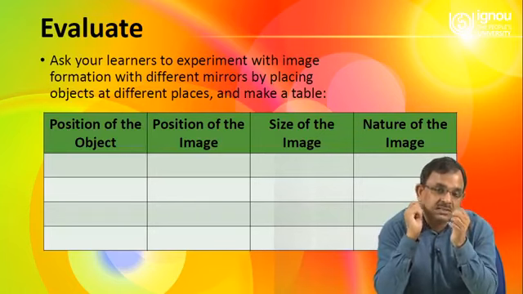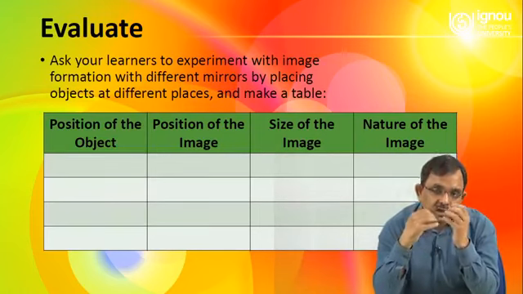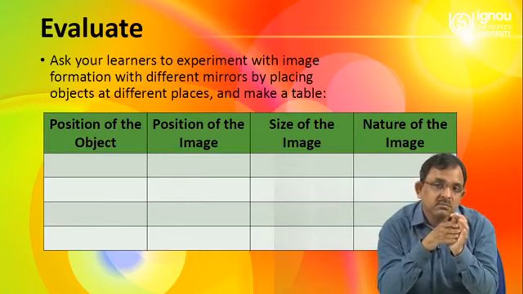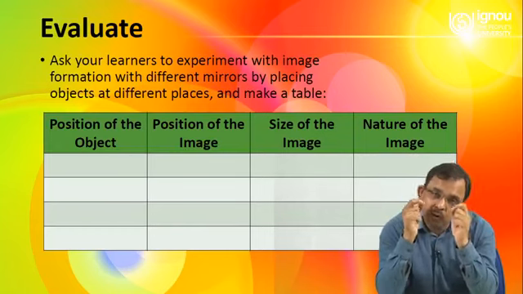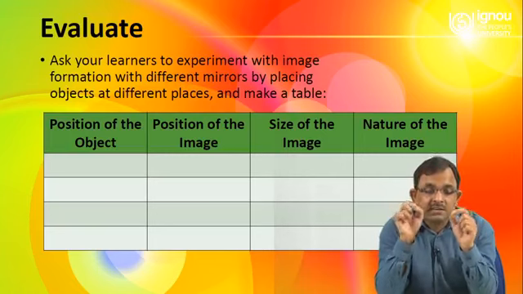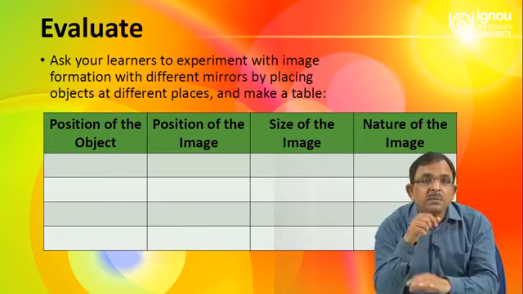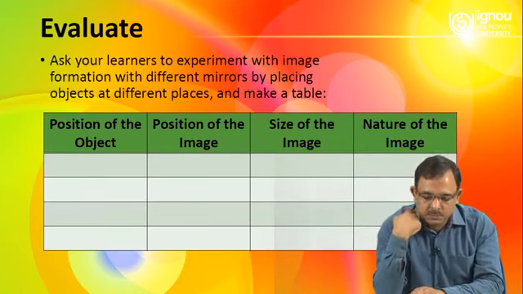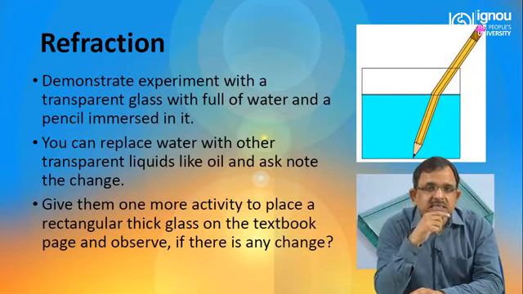What is the size of the image, whether it is of the exact size of the object, smaller than the object, or larger than the object, and whether it is a true, inverted image, or a false image. When they do it on their own, when they fill this table correctly, your objective will be achieved. That yes, my learners have learnt how images are formed by mirrors. From mirrors, let us move towards the lenses.